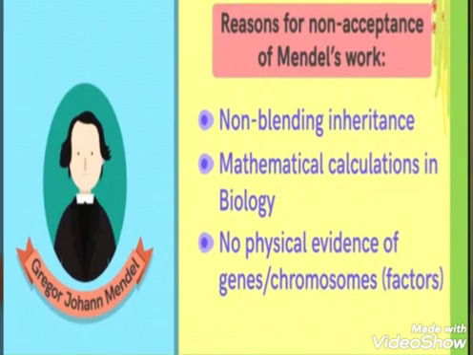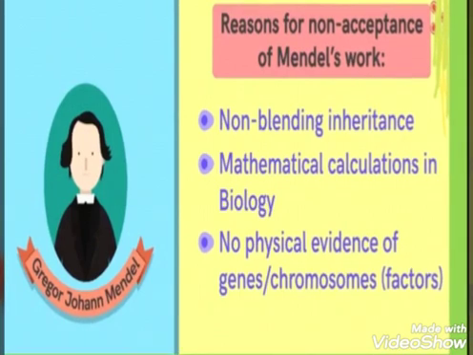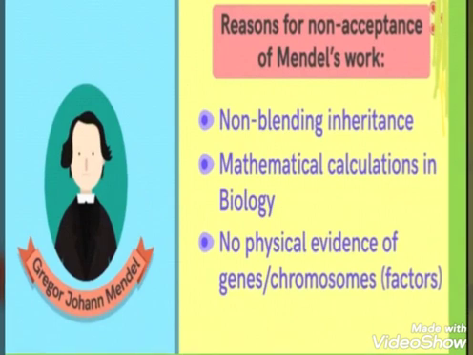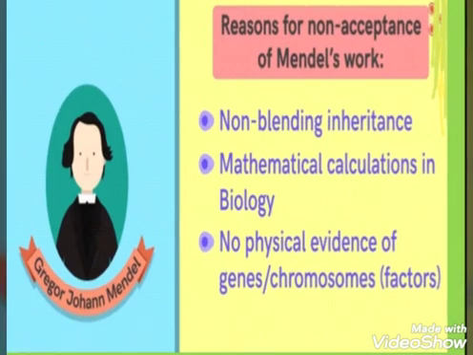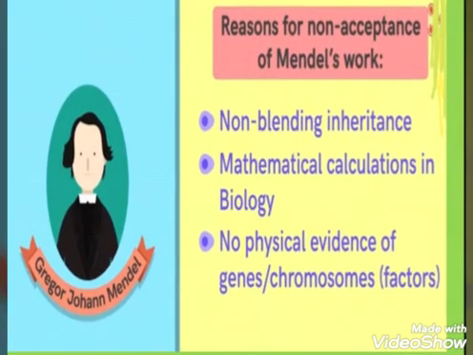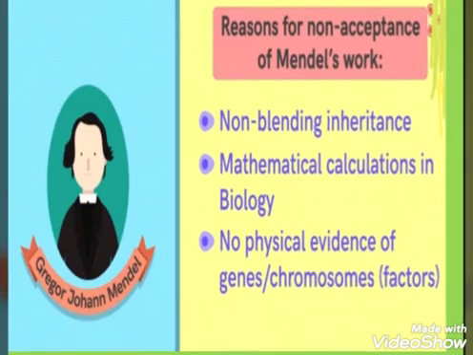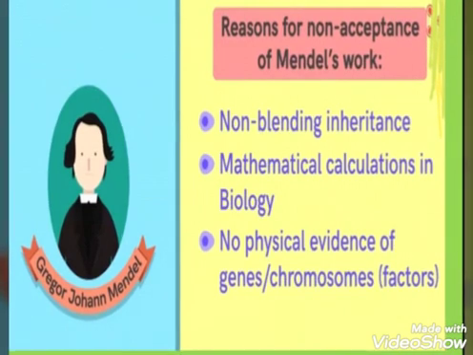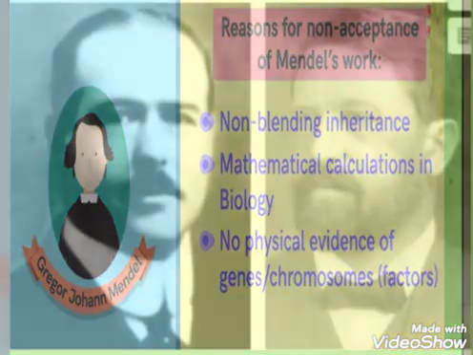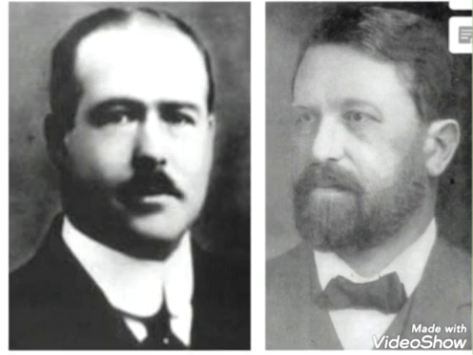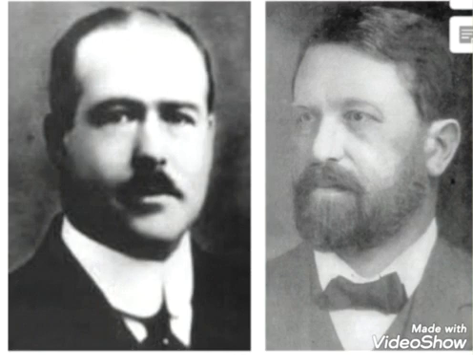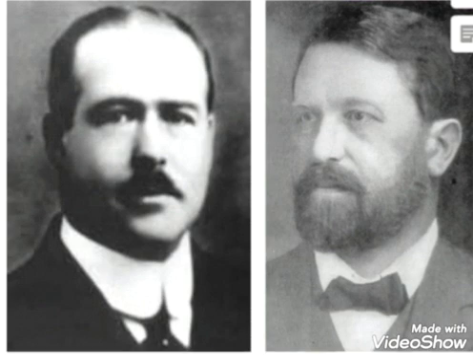The non-blending inheritance was not at all proved by Gregor Johann Mendel, and he used mathematical calculations in biology, and no physical evidence of genes or chromosomes was submitted by him. So these are the reasons for non-acceptance of Mendel's work. The speculation that chromosomes might be the key to understanding heredity led several scientists to examine Mendel's publication and re-evaluate his model in terms of the behavior of chromosomes during meiosis and mitosis, during cell division.